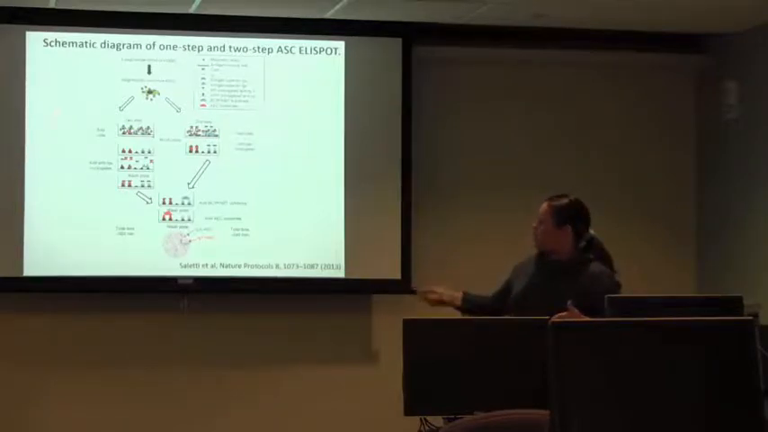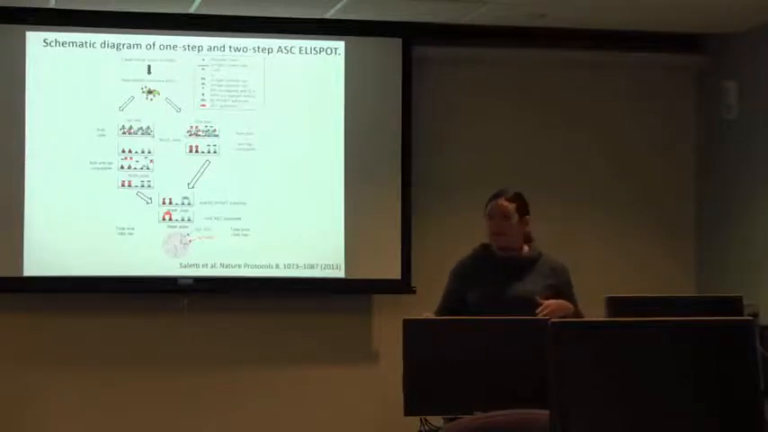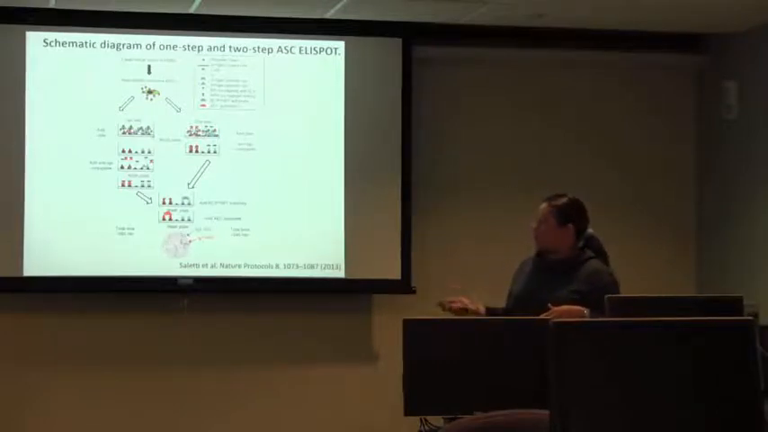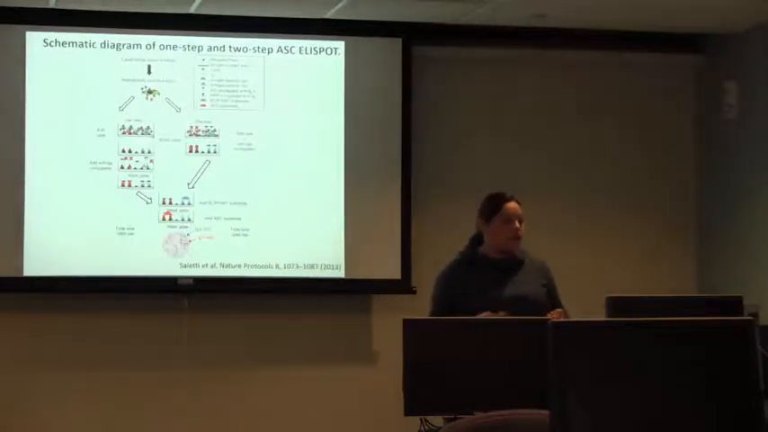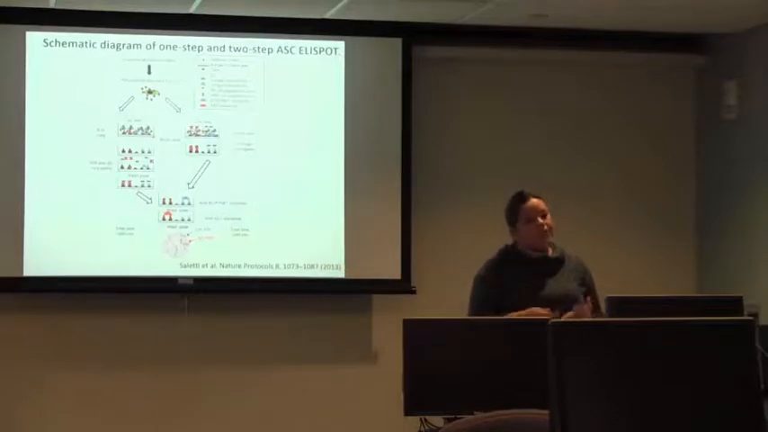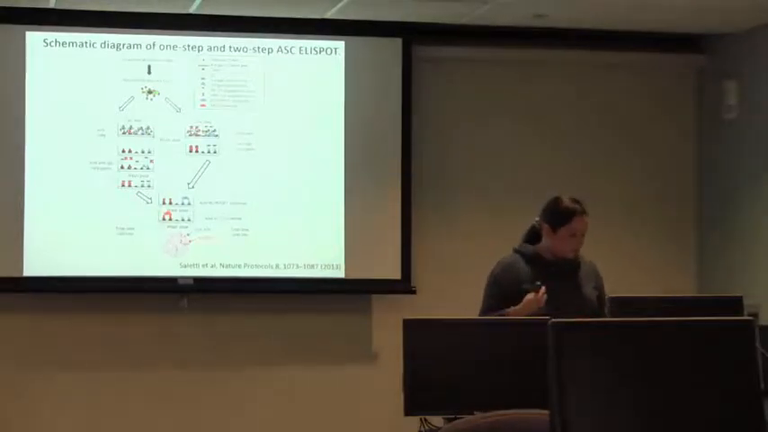But if you're doing a two-step, where you add the cells first and then you wash the cells off and come back with a secondary antibody conjugated with HRP or AP, then you can actually do this for a little longer period of time, like 18 hours or 24 hours, to detect either cytokine secretion or antibody secretion in this case.